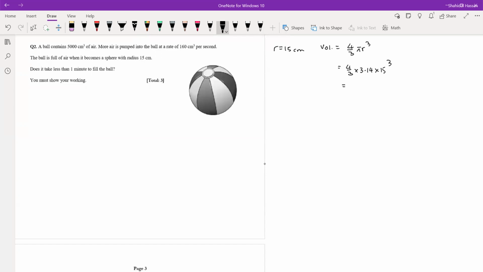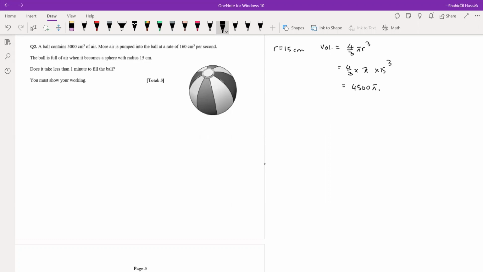4 by 3, 3.14 multiplied by 15 cubed. Sir, it's 4,500 pi. 4,500 pi. All right, that will do. So let's replace this 3.14 with the pi. So we have the volume 4,500 pi.